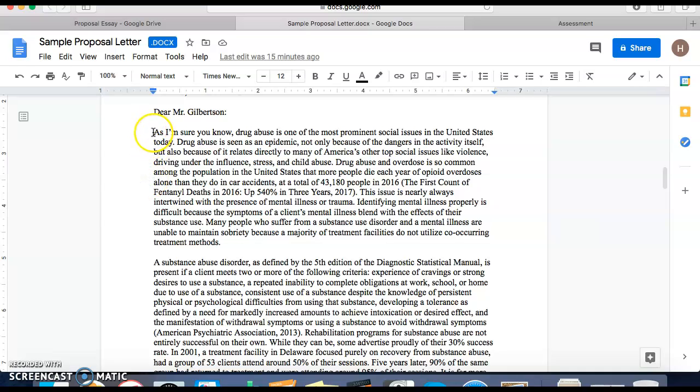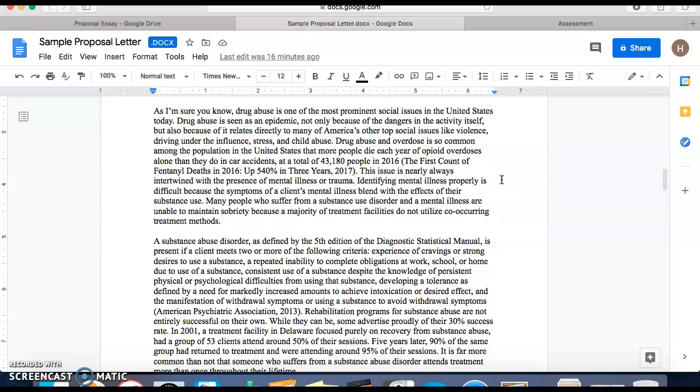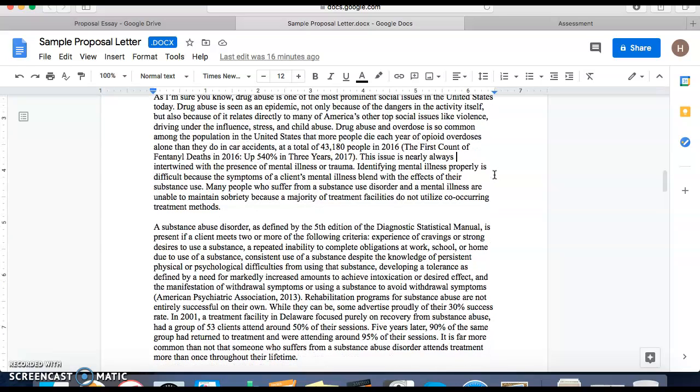So the introductory paragraph is doing just that. It's introducing you to the problem, which is drug abuse, and so we talk about how common it is. You'll see we have our nice in-text citations here. And then we introduce this idea that drug abuse and substance abuse is often connected to mental illness or trauma, and how difficult it is to diagnose one or the other because they both kind of blend together.